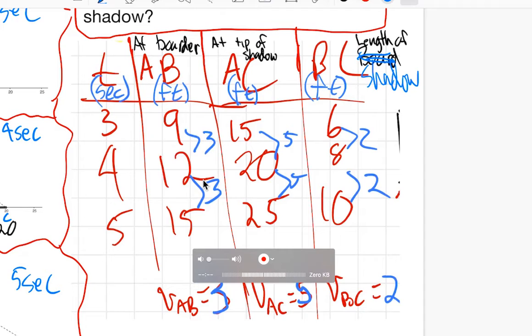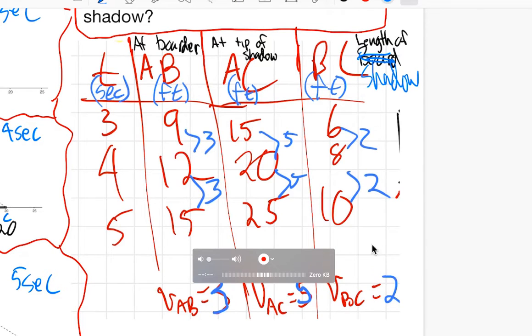Now what about the tip of the shadow? Right at the very, very end of the shadow. Well, there it's 5 feet per second: 15, 20, 25. And then what about the actual length of the shadow? Well, it goes 6, then 8, then 10. So it's going up by 2 feet per second.